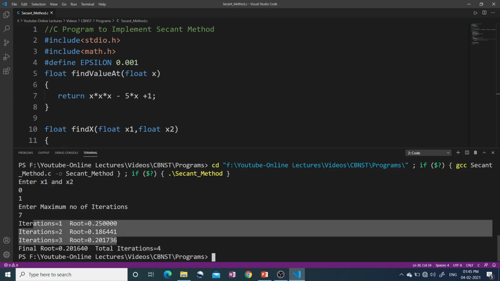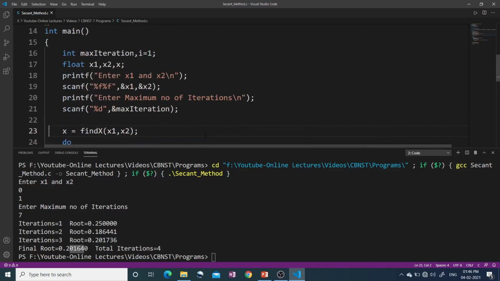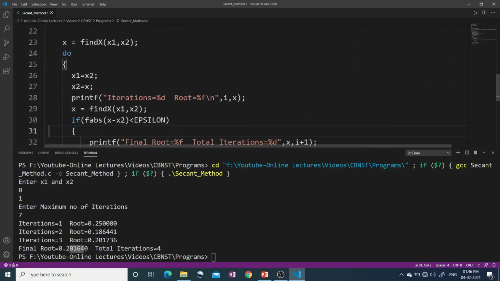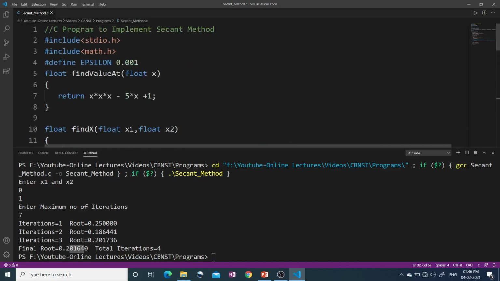So here I have shown the various values of the root in the 3 iterations, and at the 4th iteration I got this value. So why did it not run for the 5th, 6th and 7th iteration? It is because this final value that I am getting is due to this if condition. Inside this if condition only, this if was true.